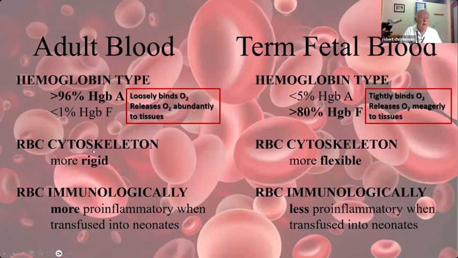Also, the red cell cytoskeleton of adult red cells is much more rigid than that of the fetal red cells, which is more flexible. And inflammatory markers are much more present in the presence of transfused adult blood than in transfused fetal blood.